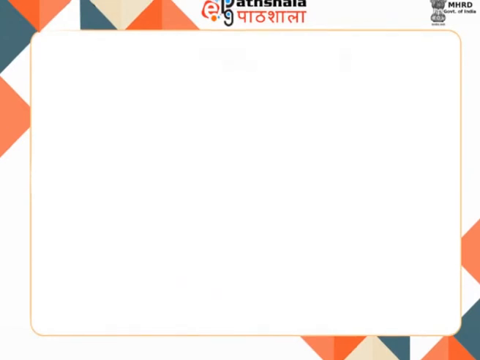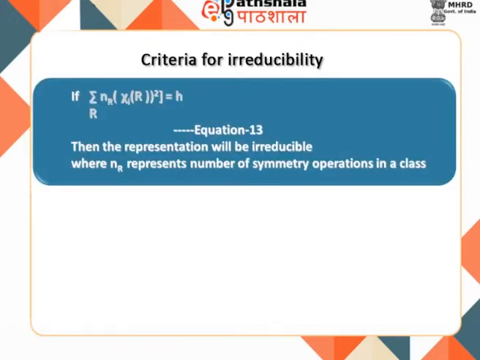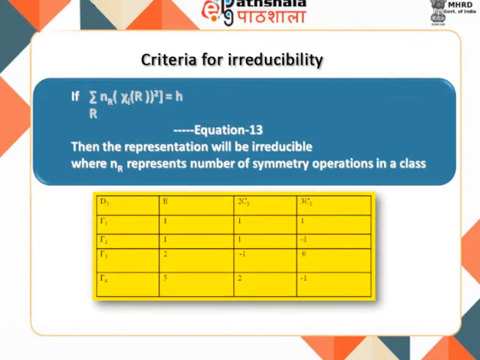And now, it can be easily worked out whether a representation is reducible or irreducible. Without going into the proof, if a representation satisfies equation 13, then the representation will be irreducible, where NR represents the number of symmetry operations in a class. Let us take the tau 1, tau 2, tau 3 irreducible representations of the D3 point group, the characters for which we just worked out and checked the irreducibility, and others are as given in the table.